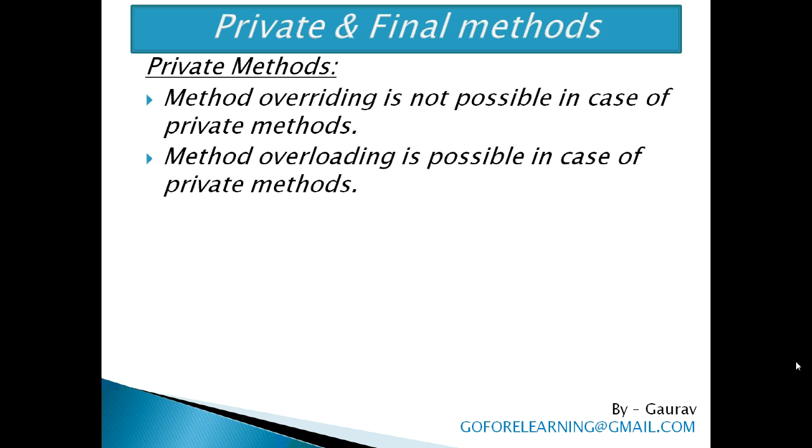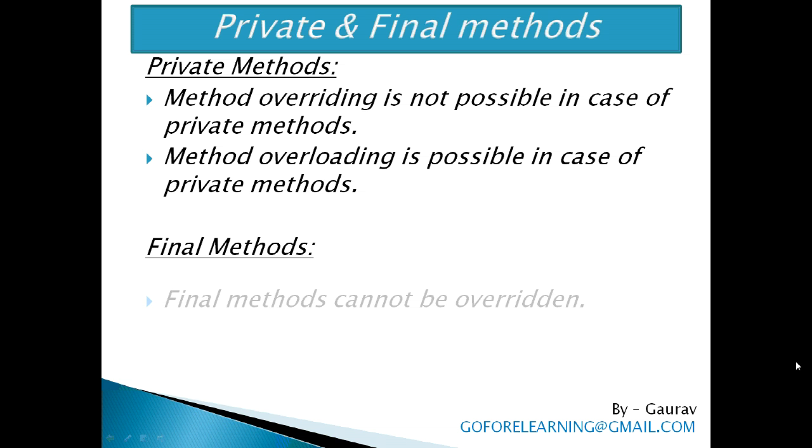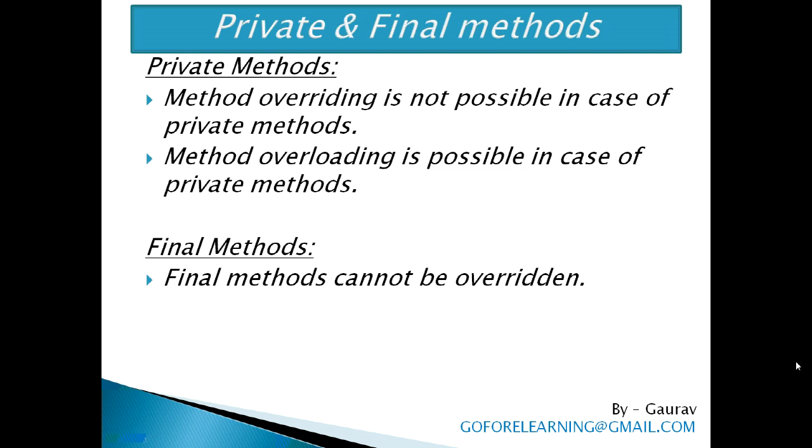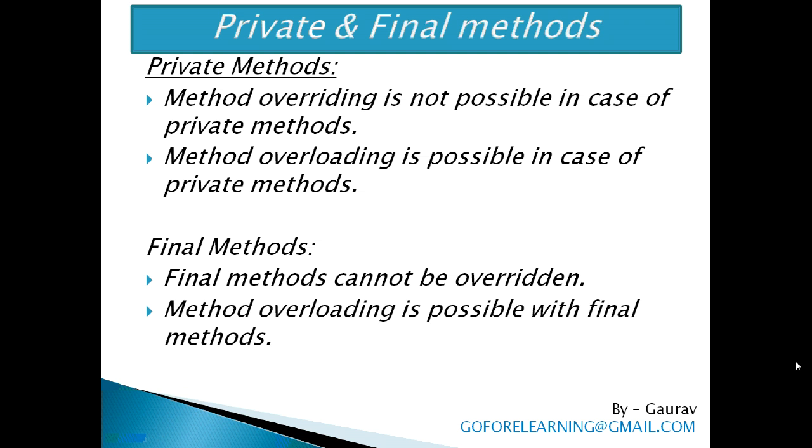The only way to call the private methods of a class is by calling them within the class. For this purpose, we should create a public method and call the private method from within it. When this public method is called, it calls the private methods. So next is final methods. What are final methods? Methods which are declared as final are called final methods. Final methods cannot be overridden because they are not available to the subclasses. Therefore, only method overloading is possible with final methods.